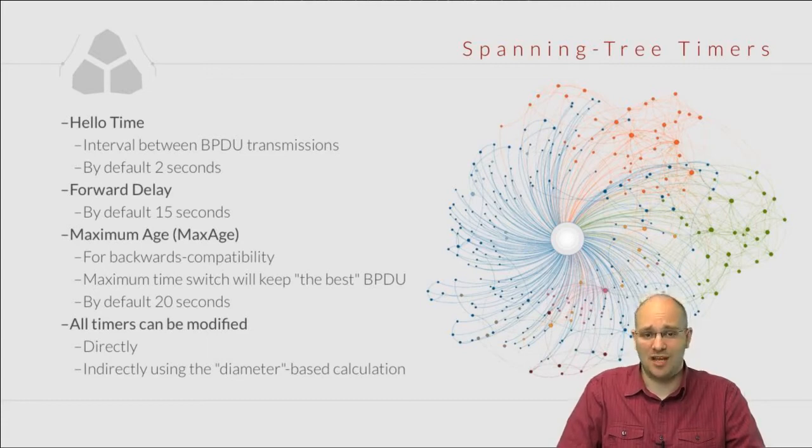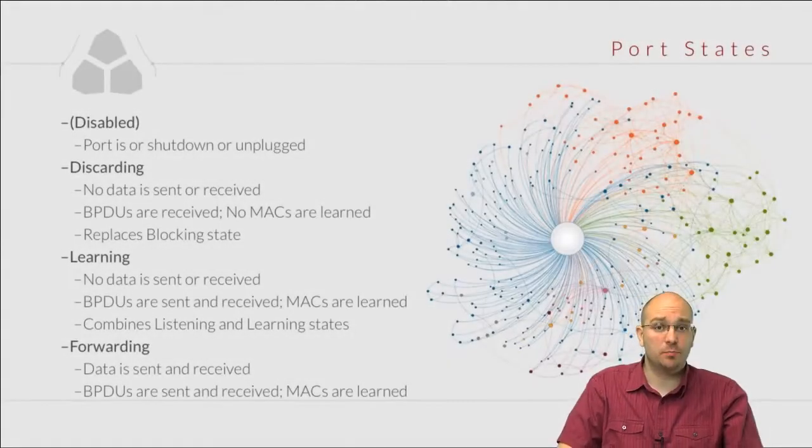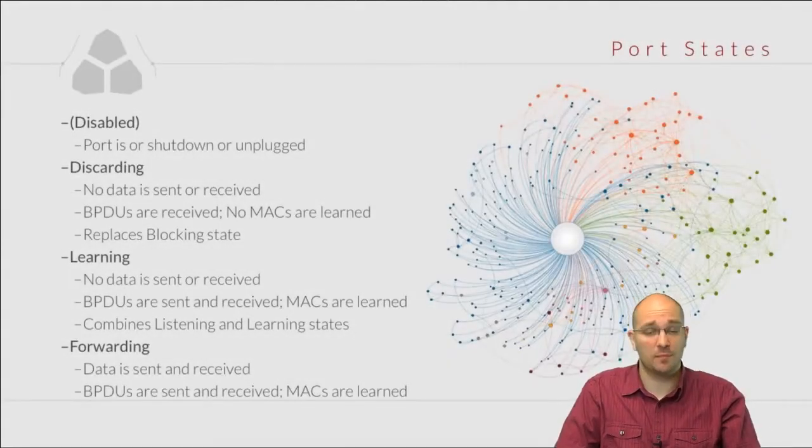All of these timers can be modified, of course, either directly in the case of the forward delay and max age, or indirectly using the diameter-based calculation for max age and forward delay. And of course, the hello time can only be modified directly. I have explained in great detail the calculation based on the diameter in the video that discussed the per VLAN spanning tree. I mentioned that the port states in the rapid spanning tree have been somewhat changed, and here they are.